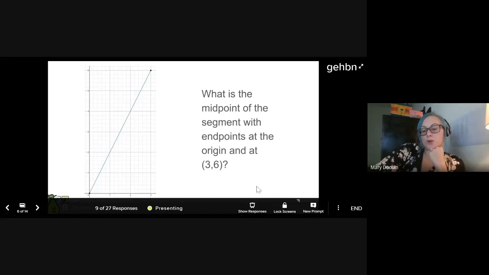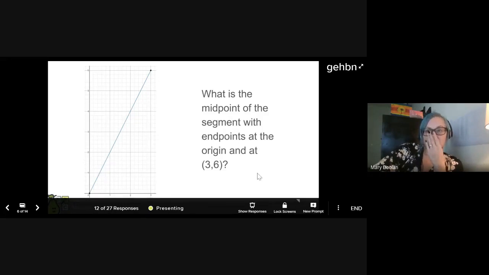So you can use the formula for midpoint, where it's capital M, and then you take the average of the x coordinates, and then you take the average of the y coordinates to get the coordinate of the midpoint. Or, because you have a picture, you should be able to ask, where is halfway between the two endpoints? If I get something that's down here, I probably made a mistake.